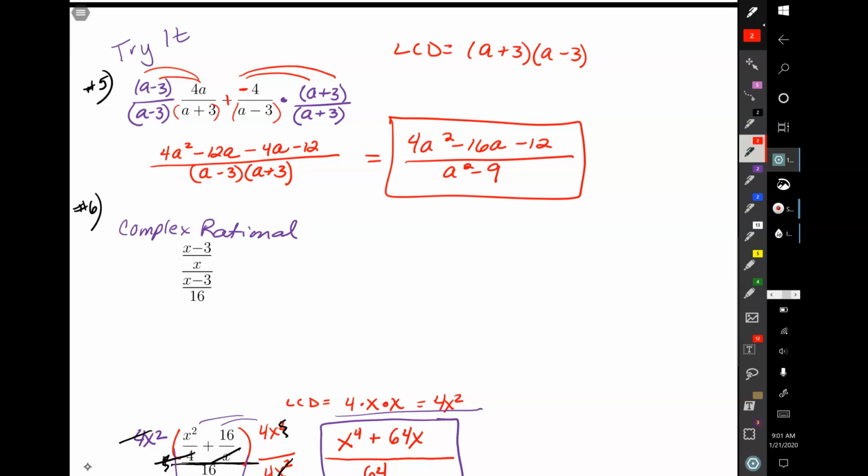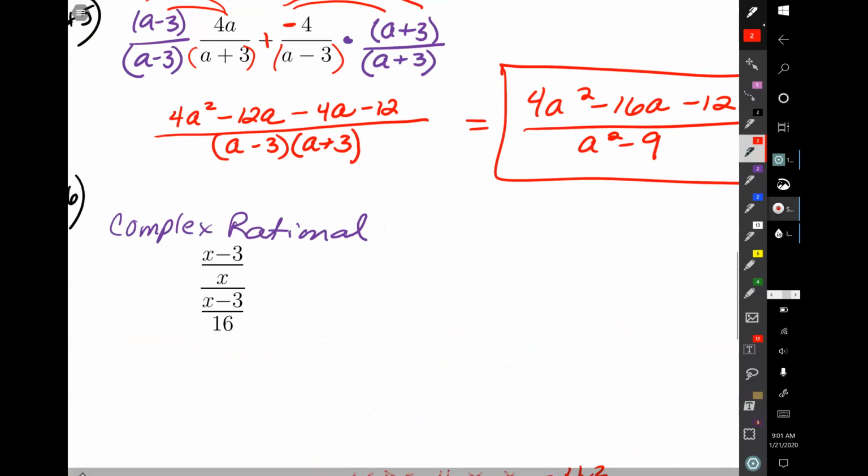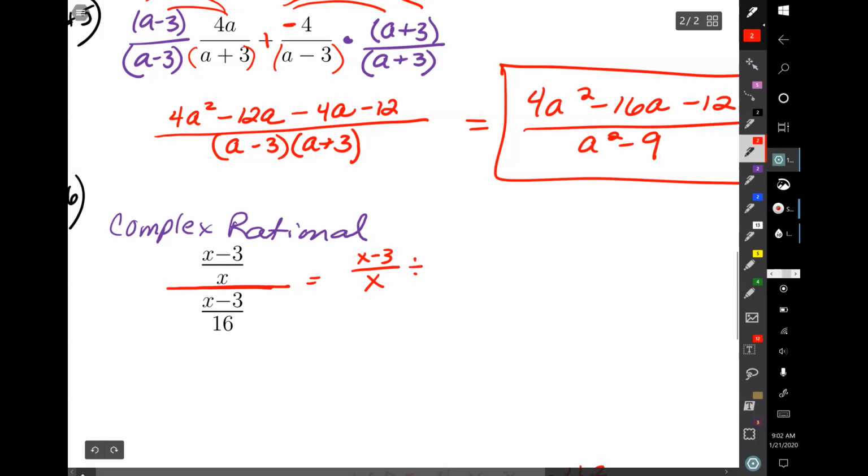Number 6 is a complex rational. I'll show you a couple of different ways that we can tackle that. So we could just write this actually as a division problem. So we have x minus 3 over x is our top fraction. This we call a complex rational, or sometimes fractions within fractions. So we have x minus 3 over x, and then it's really saying divided by this big fraction bar here, over x minus 3 quantity divided by 16.